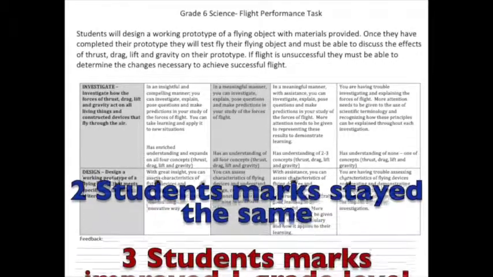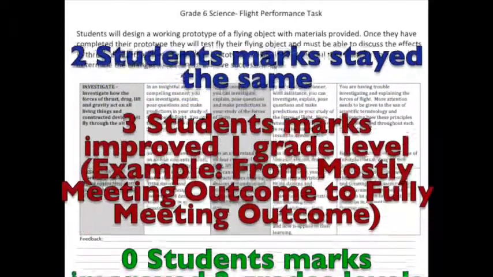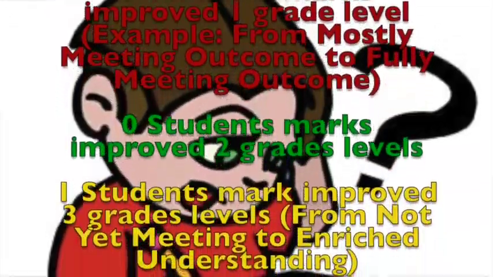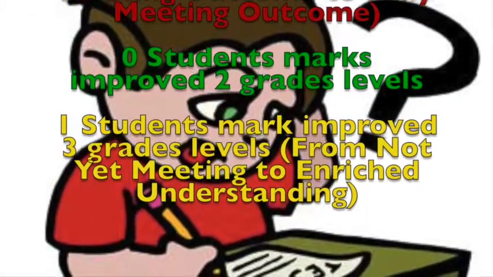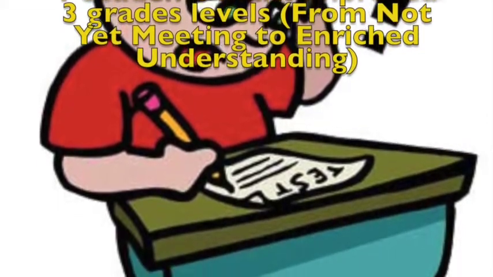Two students' marks stayed the same. 3 students' marks improved 1 grade level, for example, from mostly meeting outcome to fully meeting outcome. 0 students' marks improved 2 grade levels, and 1 student's mark improved 3 grade levels, from not yet meeting to an enriched understanding.